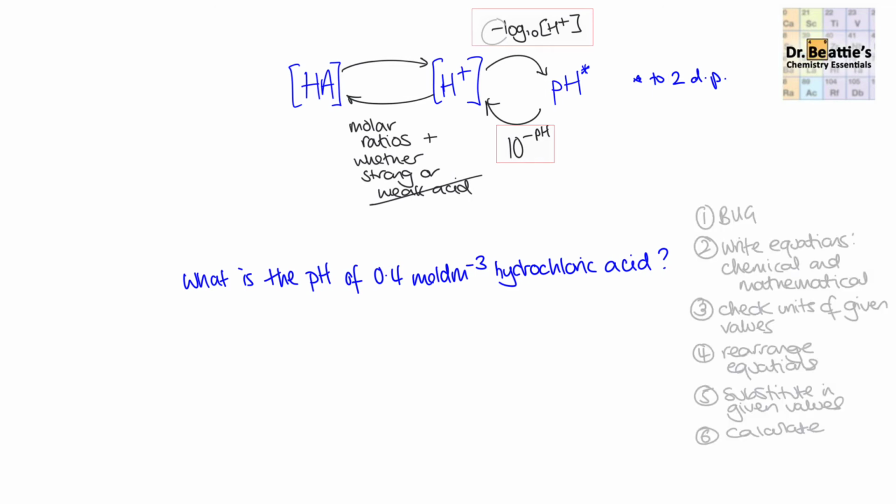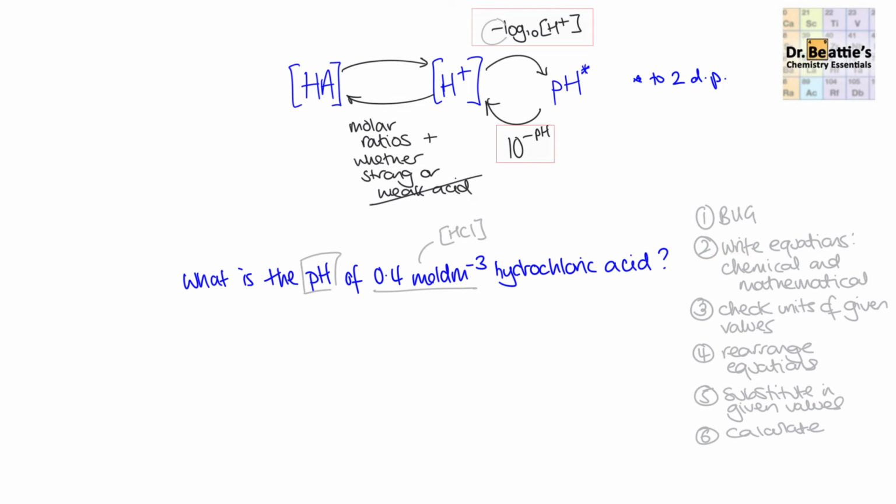So our first step is to box the actual thing we're trying to calculate, which in this case is pH. And then we're going to underline any given values. And so we're given the 0.4 moles per decimeter cubed, but this is the concentration of HCl, which is actually our acid HA.